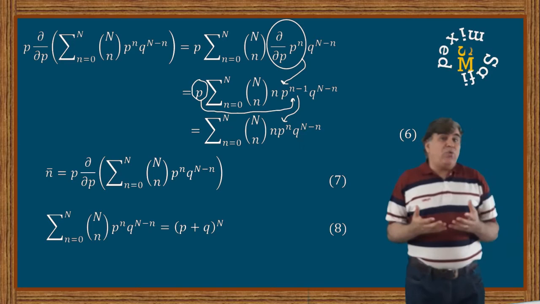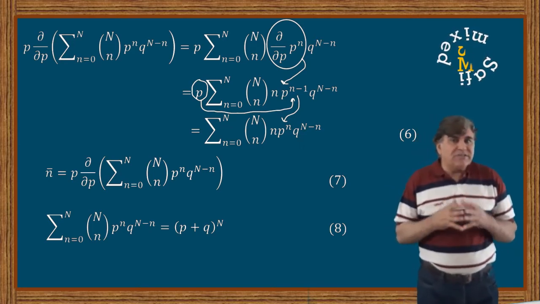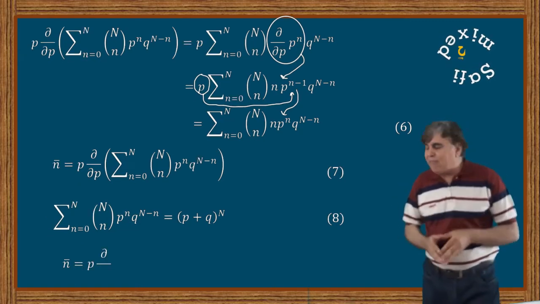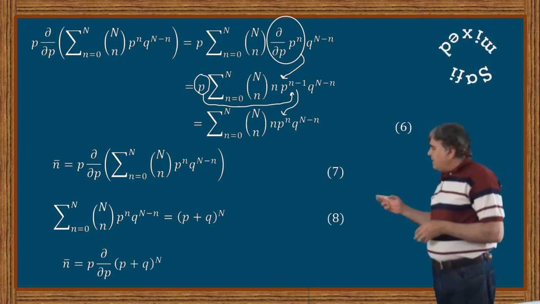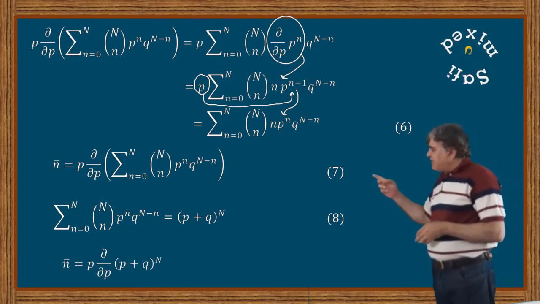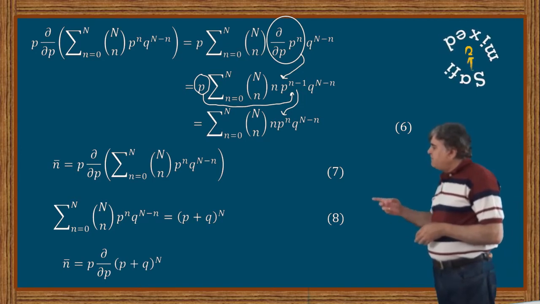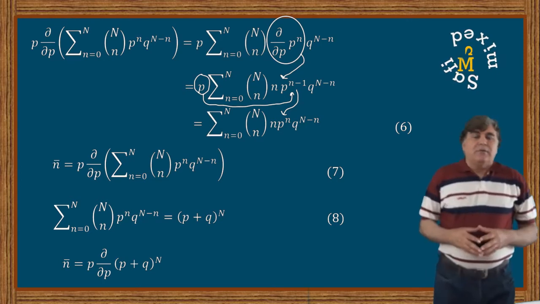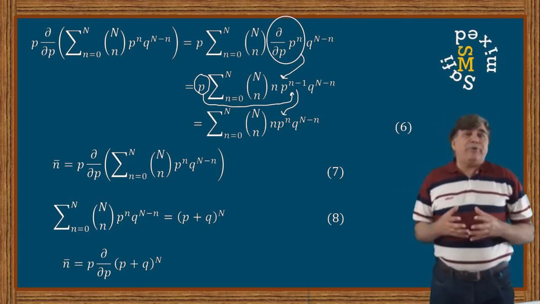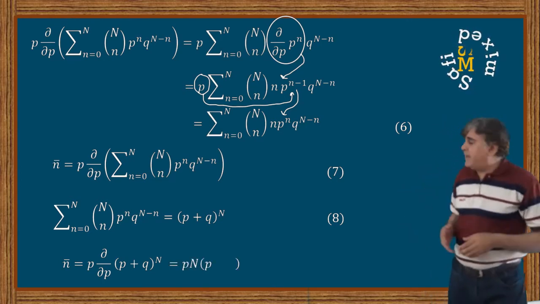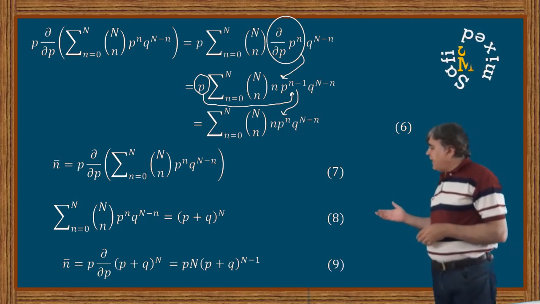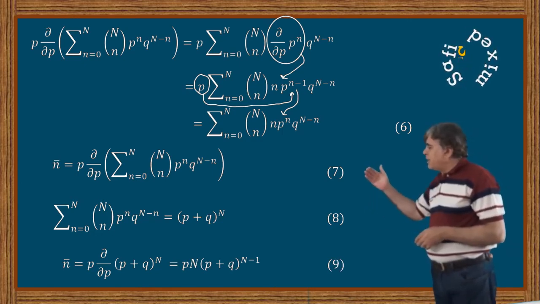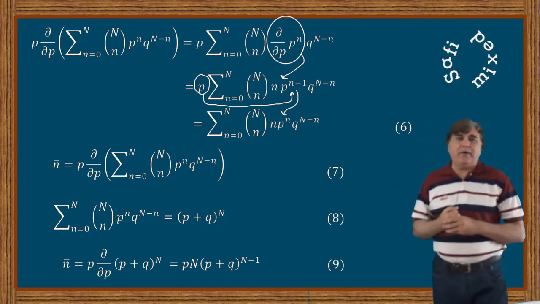So using equation 8 in equation 7, we can write the average value of n in the form n bar equals P times derivative with respect to P of P plus Q, the whole raised to the power capital N. And applying the operator, we can rewrite that as P times capital N, the whole multiplied with P plus Q raised to the power capital N minus 1.